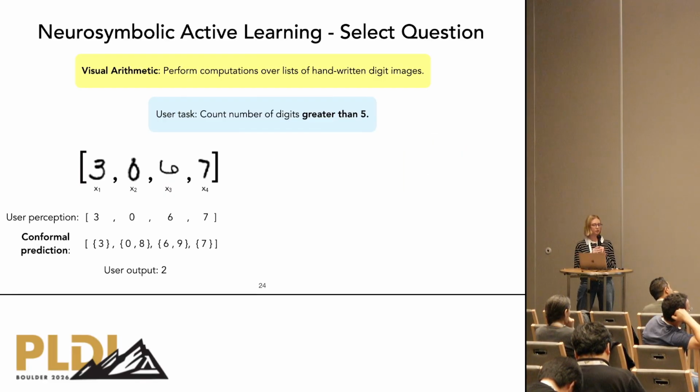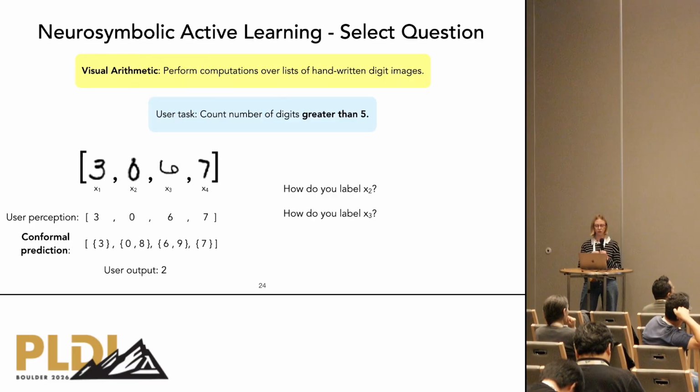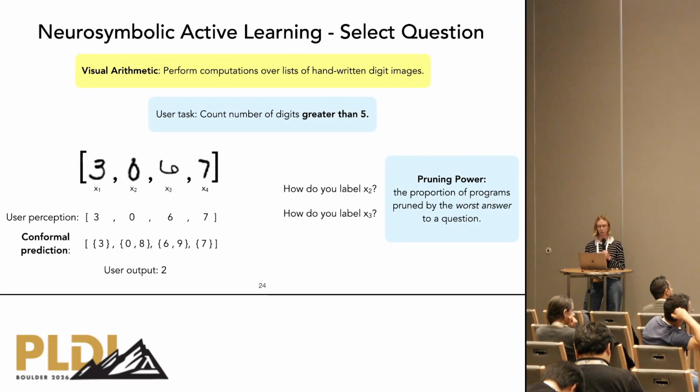In the question selection step, we consider 2 kinds of questions: questions that ask the user for outputs on new inputs, or questions that ask the user to label uncertain neural predictions. In this example, suppose our question space contains just these 2 label queries. Our goal is to select the question that eliminates as many candidate programs as possible. But since we don't know ahead of time how the user will answer the question, we select the question whose worst answer will prune the most programs, and we refer to this as the question's pruning power.